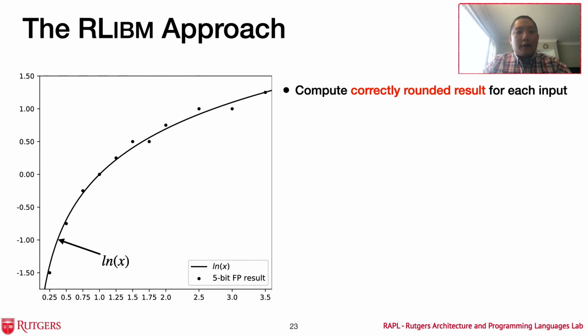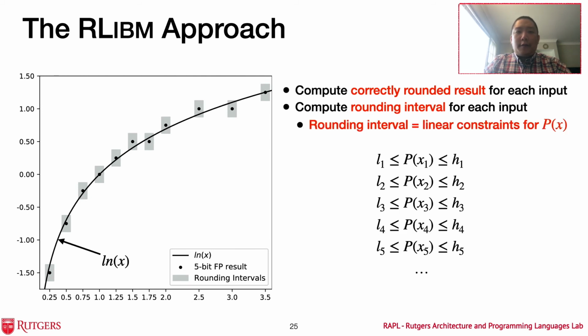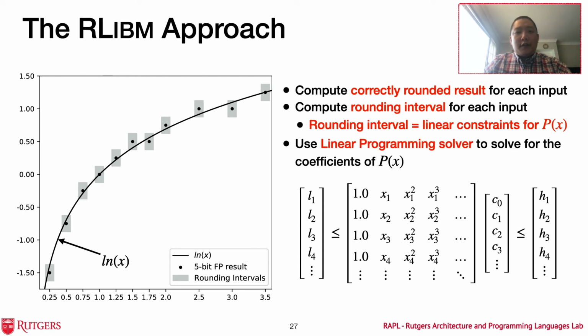For each correctly rounded result, we identify an interval of values where all values in the interval round to the correctly rounded result. We call this interval a rounding interval. In essence, the rounding interval defines the lower bound and the upper bound of the polynomial that we must generate for each input. In fact, they define linear constraints for solving for the coefficients of the polynomial. So we can encode these linear constraints into a system of linear inequalities and use linear programming solver to generate a polynomial that satisfies all the constraints.